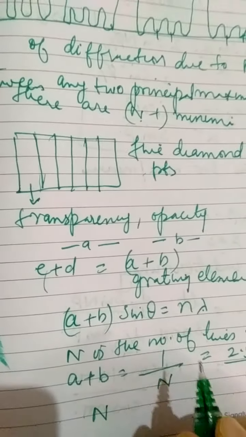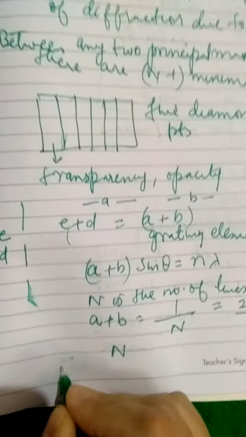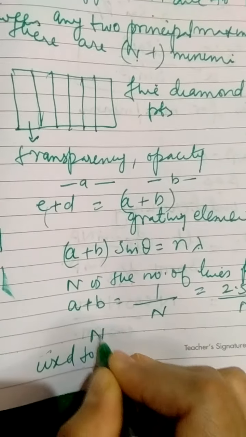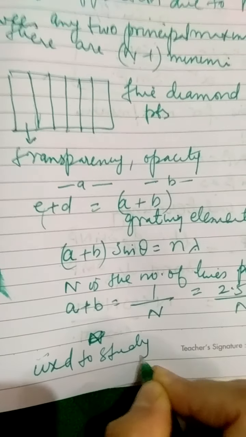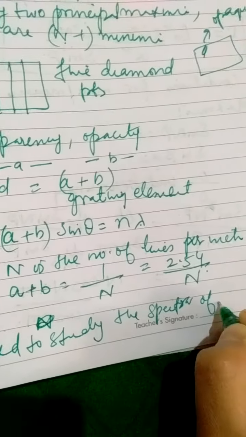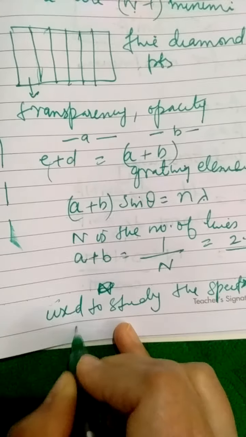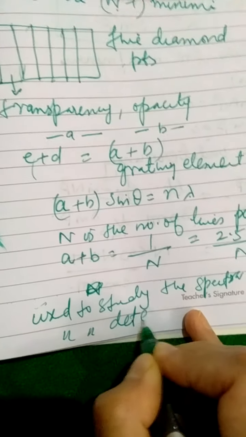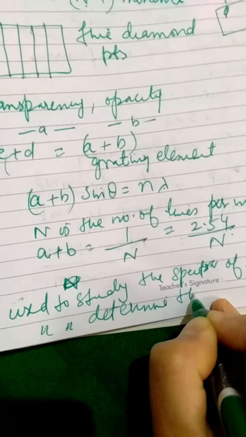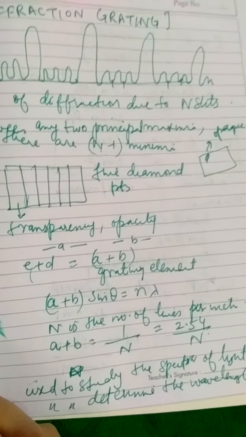So diffraction grating is a practical realization of the N slit arrangement. It is used to study the spectra of light sources, and another important application is that it is also used to determine the wavelength of the light source, the light source that illuminates all these slits. So that's all about diffraction grating.